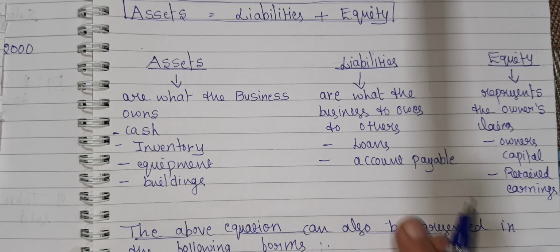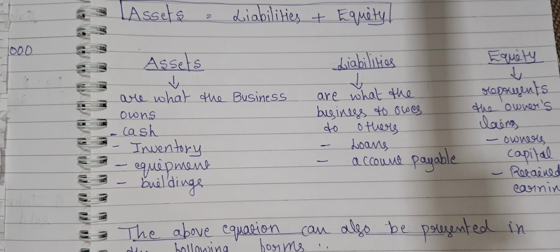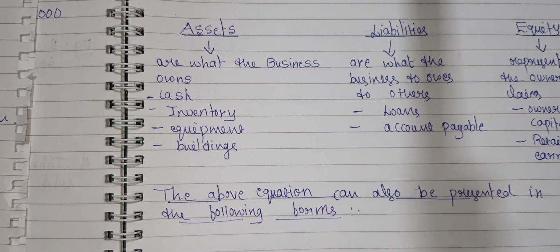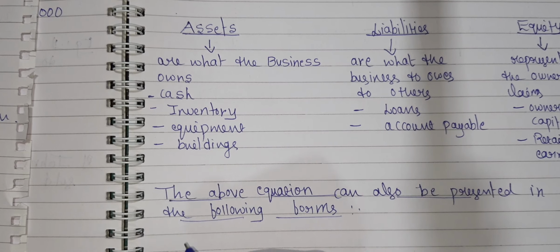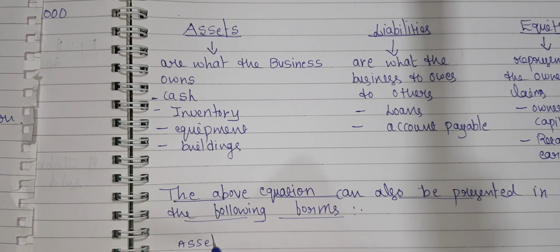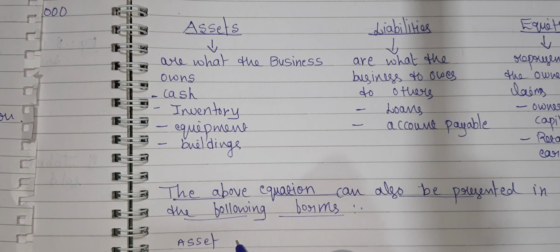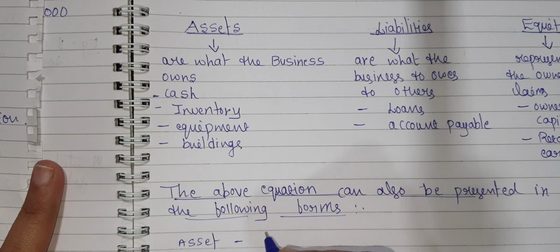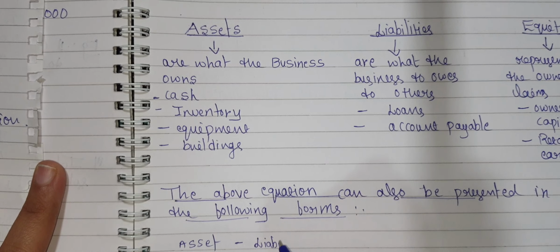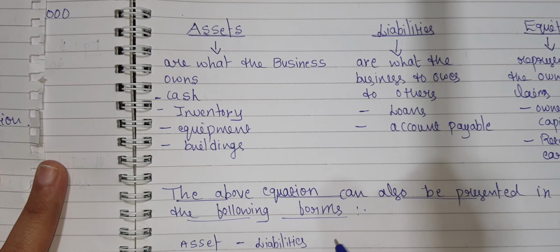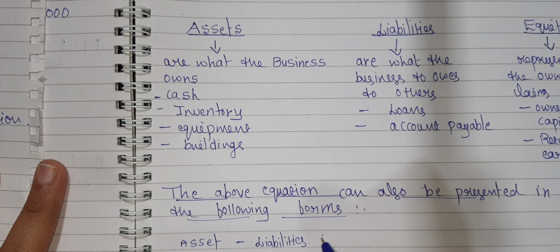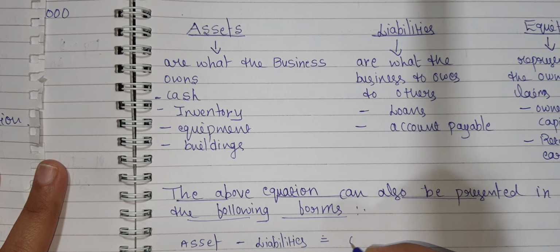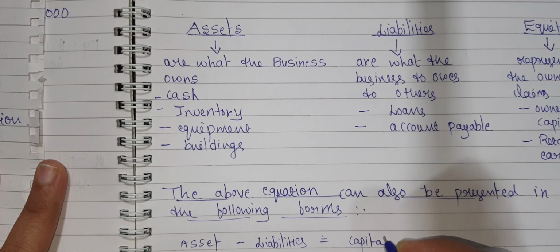The above equation can also be presented in other forms. We need to rearrange the accounting equation. For this we bring liabilities to the left side. So assets minus liabilities equals capital, or equity.